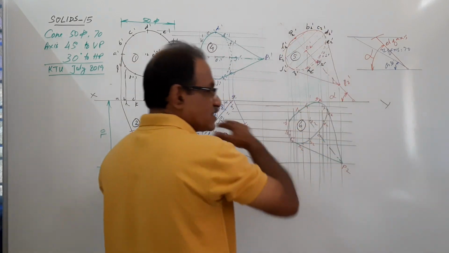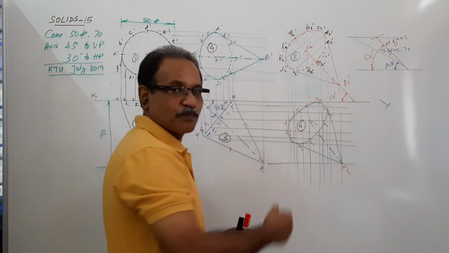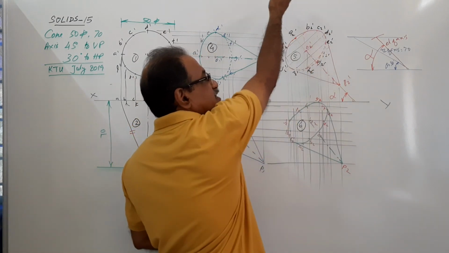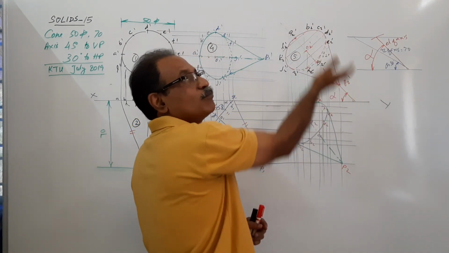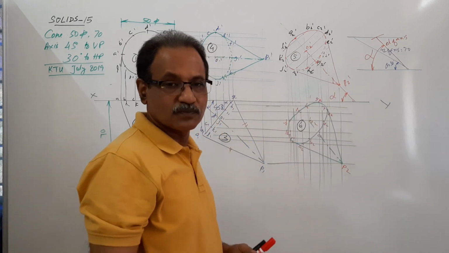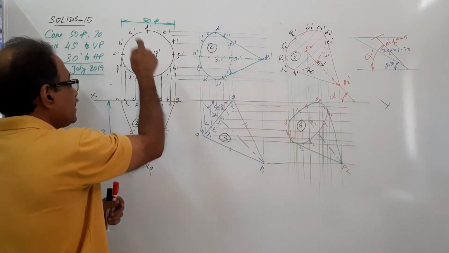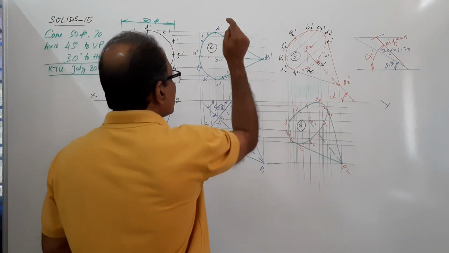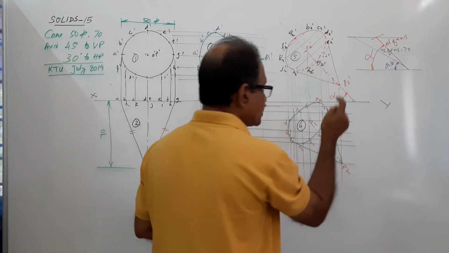Draw vertical projectors. Draw horizontal projectors. You get the final plan. Since the base is on the top, you will see the full ellipse in the plan. Agreed? This is the sequence: 1, 2, 3, 4, 5, 6.